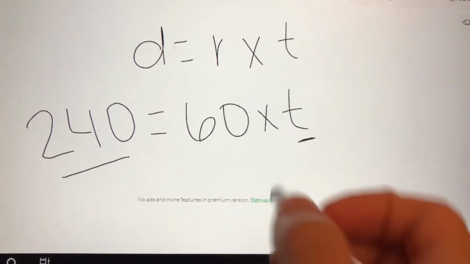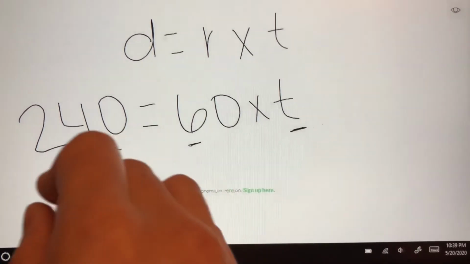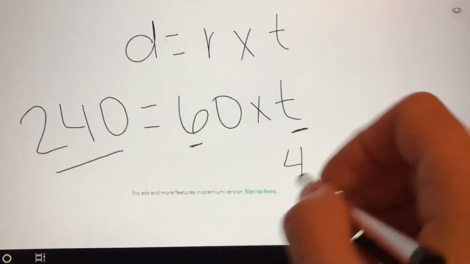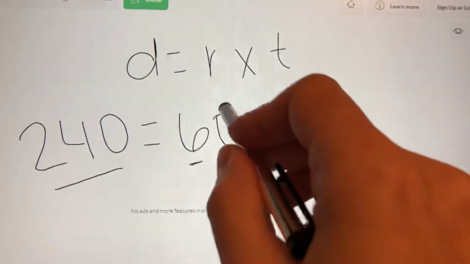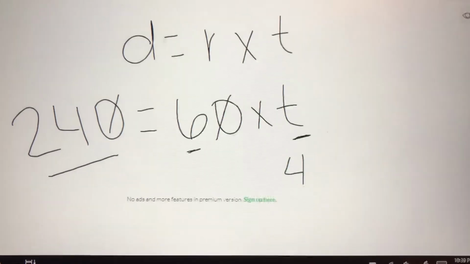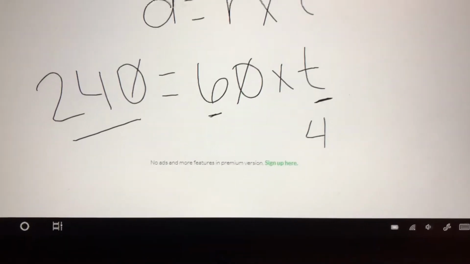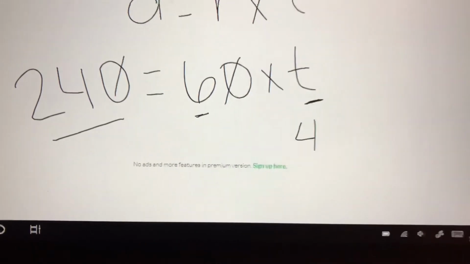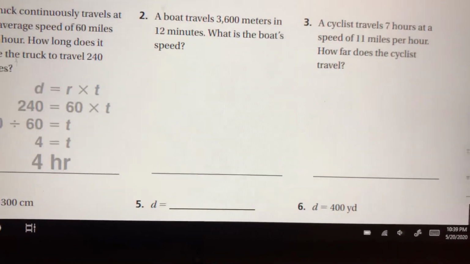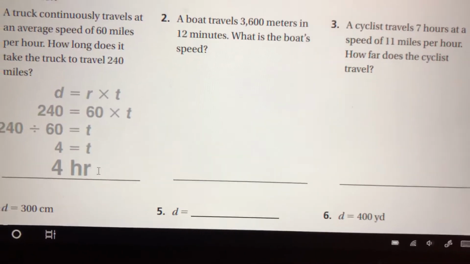What I suggest is ignore the zeros for now. What number times 6 would be 24? Obviously, 4, okay? And the zeros cancel each other out. Remember, I taught you if they have an even amount of zeros, they can cancel each other out accordingly. So T would be 4, and to answer the question appropriately, how long does it take the truck to travel? We will write 4 hours, okay?